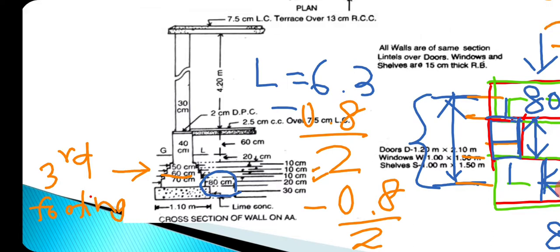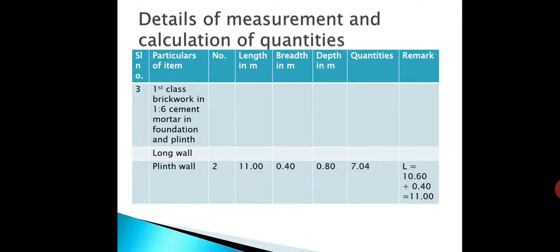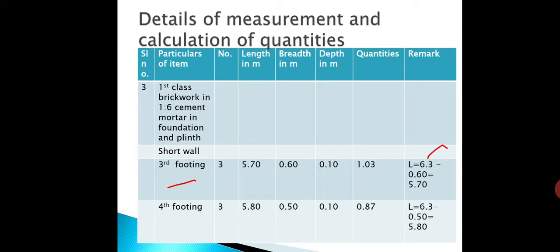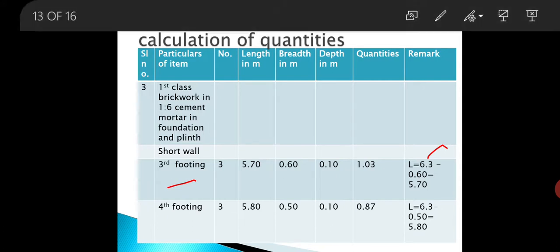Okay. Then we will move to our details of measurement form. So, in details of measurement form, the width of the third footing will be subtracted from the center line length. So, the center line length is 6.3. From that, the corresponding width of third footing, 0.6, will be subtracted. So, which will give the result as 5.7. Breadth is 0.6, thickness is 0.1, that is same as in case of your long wall.